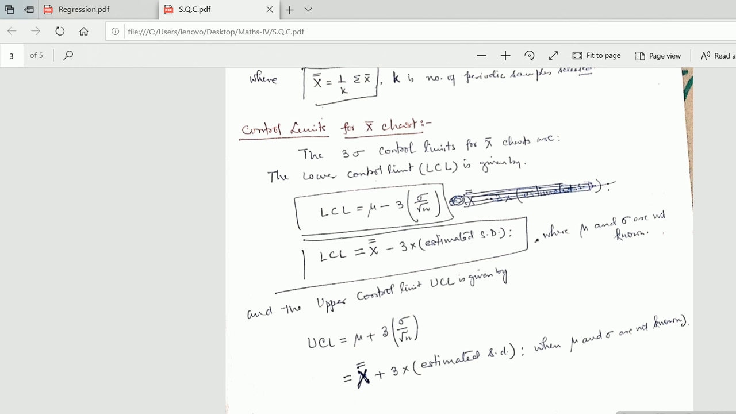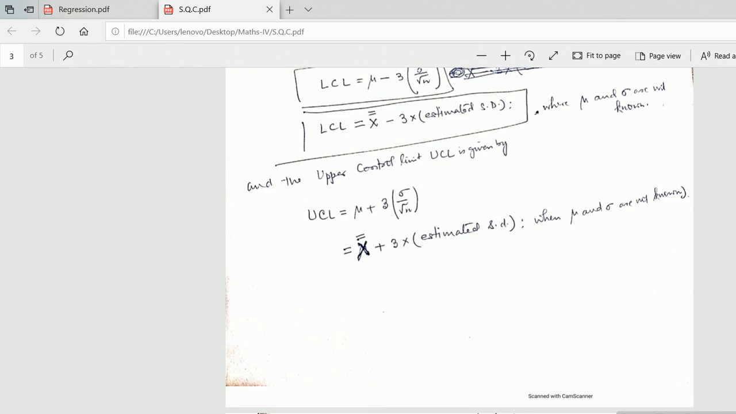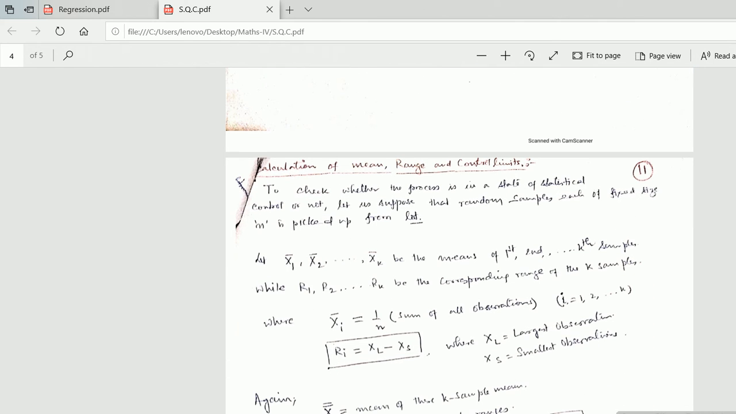Also LCL is equal to bar of X bar minus 3 into estimated standard deviation, where mu and sigma are not known, and the upper control limit UCL is given by UCL is equal to mu plus 3 sigma by under root n, which is equal to bar of X bar plus 3 into estimated standard deviation, when mu and sigma are not known. Now, calculation of mean, range and control limits.